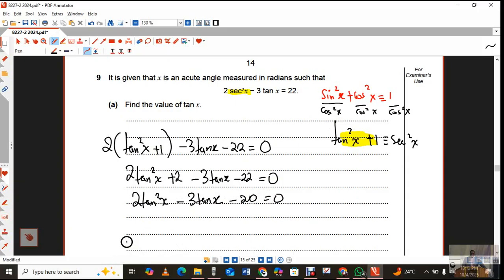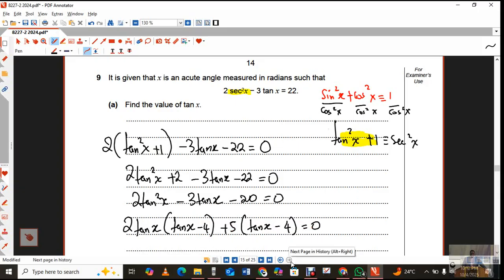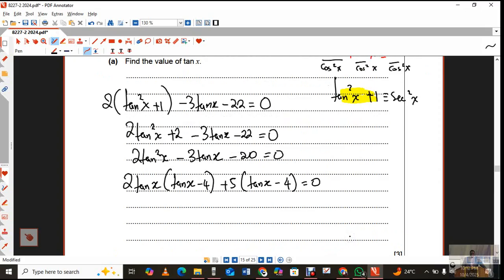Okay, this should factorize to 2 tan x, in bracket you'll have tan x minus 4, and then you have plus 5, and then you're going to have tan x minus 4. You should be able to factorize those things. Okay, now let's see, what do we get?